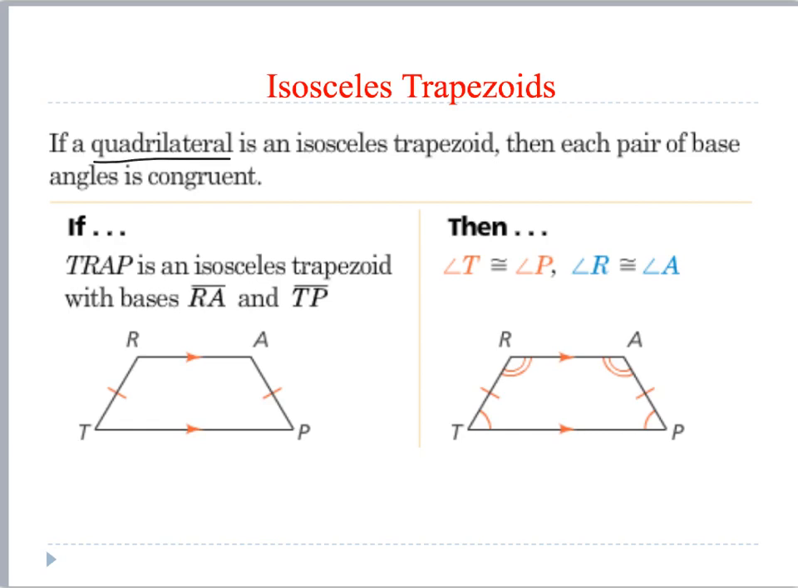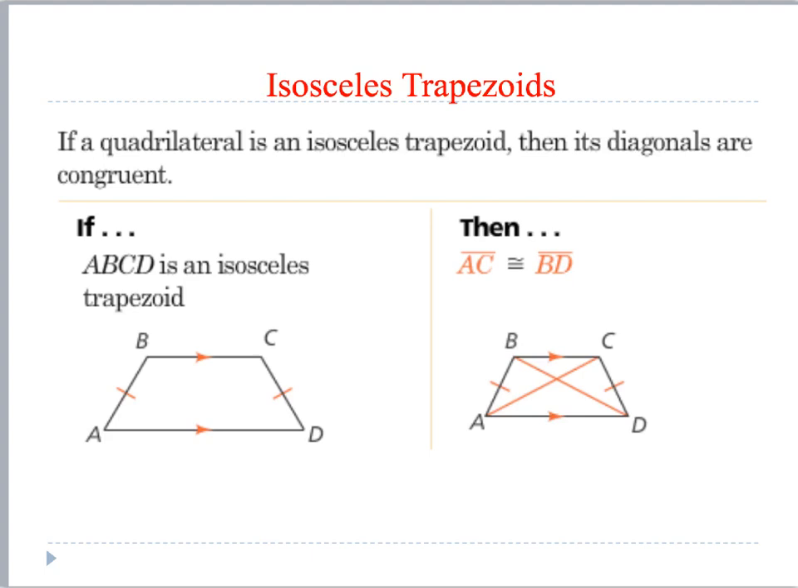RA and TP are parallel. An isosceles trapezoid, 2 of the sides are congruent. We see that there with RT and with AP. And then because it is an isosceles, each pair of base angles is congruent. So we see T and P are congruent, and R and A are congruent. Okay, so that's our isosceles trapezoid there.